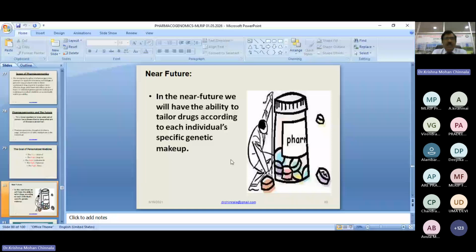Why I'm giving this example is you may do that with drugs also. In the future, we have the ability to tailor drugs according to each individual's specific genetic makeup. That indicates there are no flaws in it and you will get 100% treatment. Just like a 100% suitable dress, not loose, not tight, the same thing here: with tailoring of medicines, you will get the suitable medicine for your treatment.